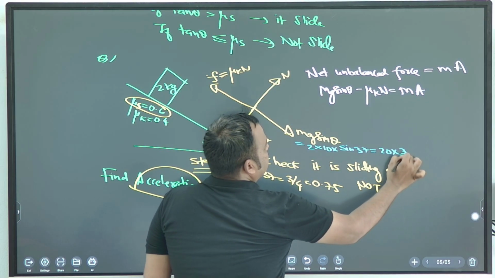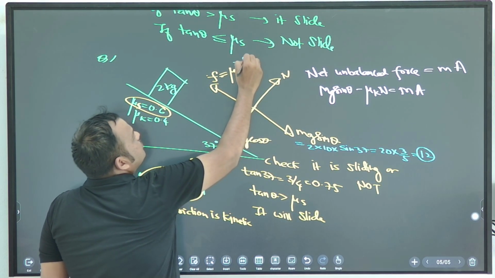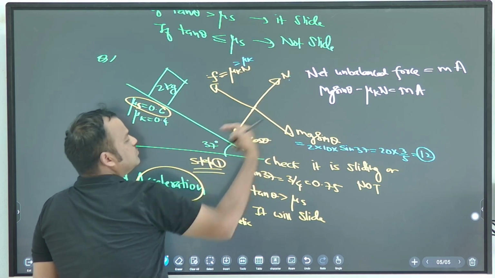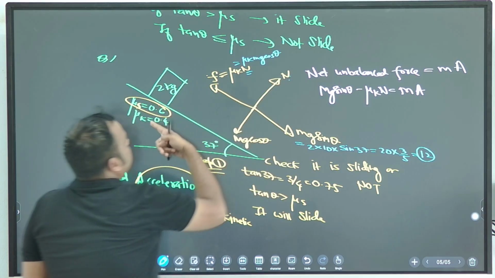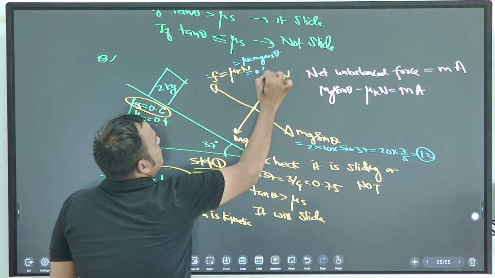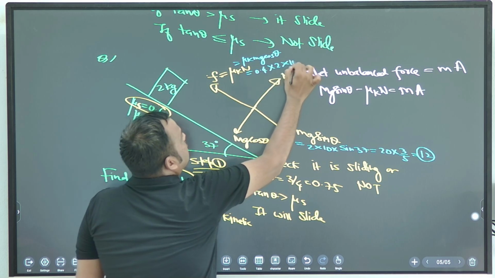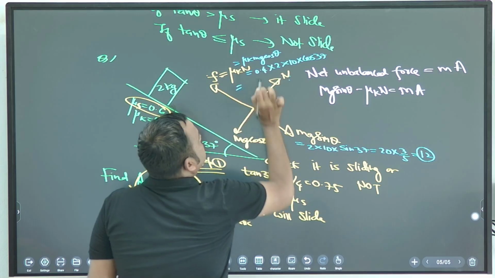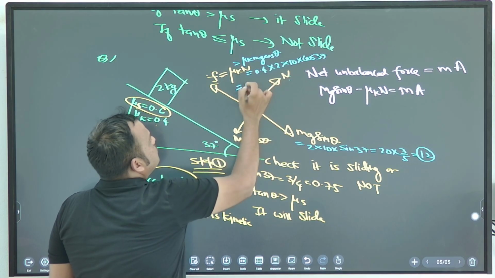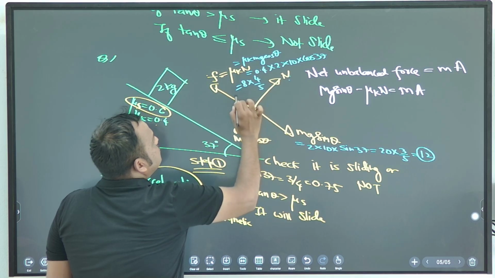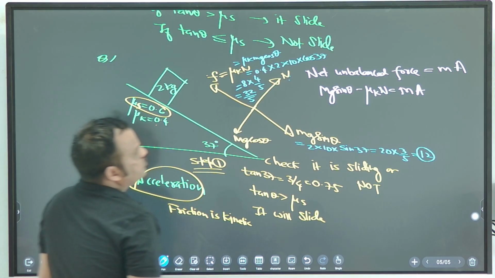So 20 into 3 by 5, so 12. Very good. And what is mu k N? N means mg cos theta. So mu k is 0.4. 2 into 10 into cos 37, solve this. 8 into 4 by 5, 32 by 5. Friction is 32 by 5. Okay, clear?